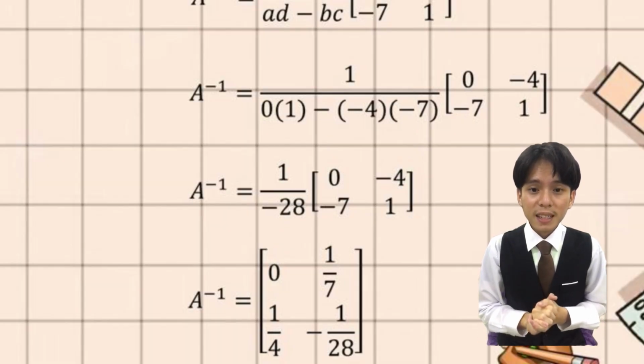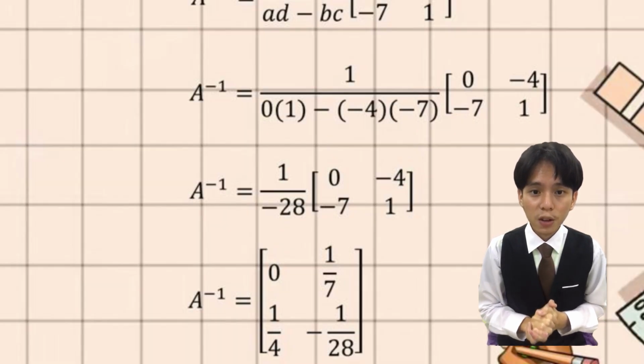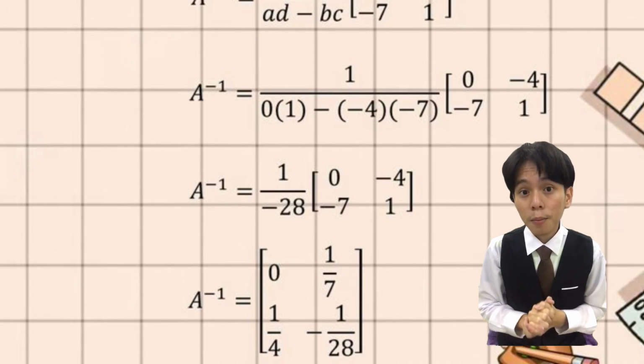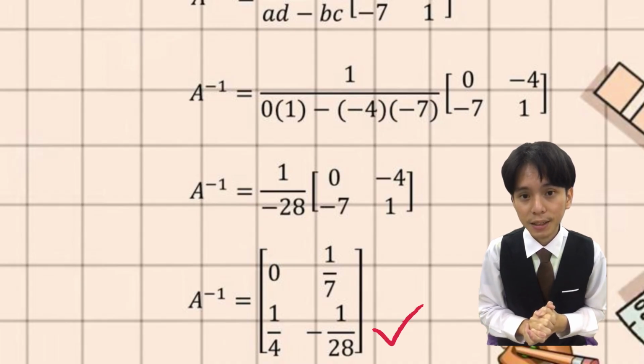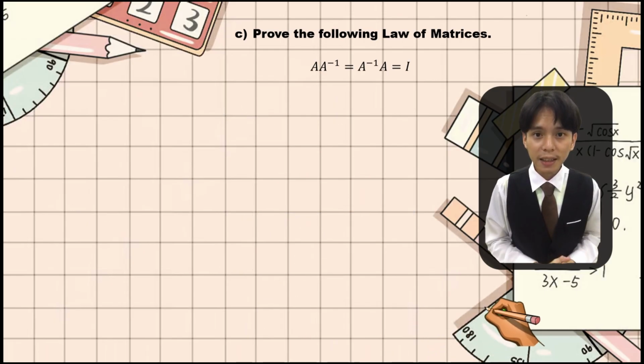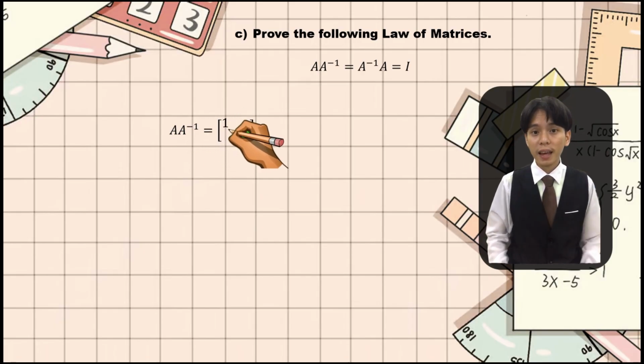So, the final answer of A inverse will be 0 for A, 1 per 7 for B, 1 per 4 for C, and negative 1 per 28 for D. In the second slide, A will multiply with A inverse.